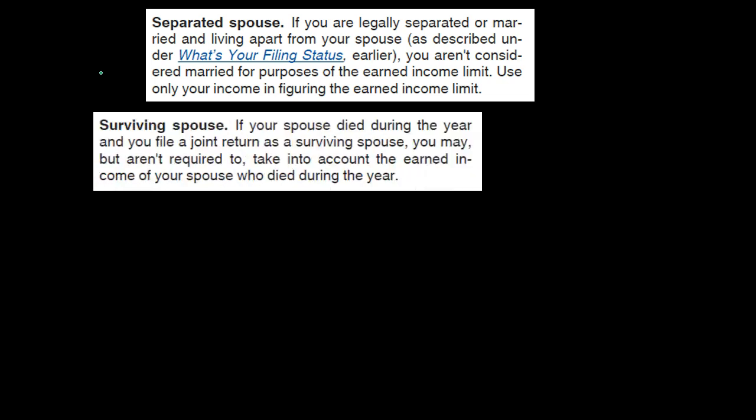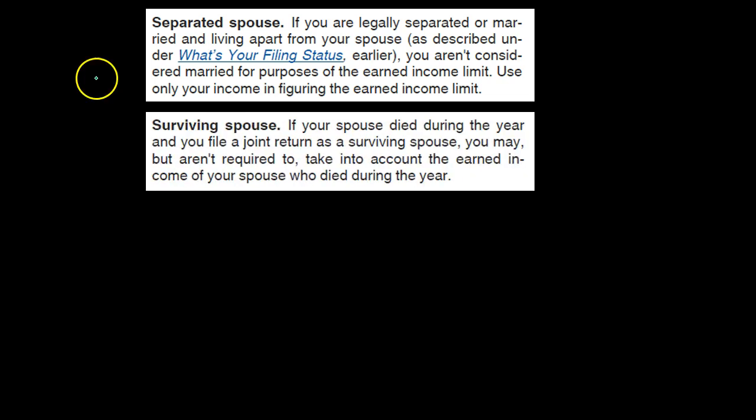Back to the text. Separated spouse. If you are legally separated or married and living apart from your spouse as described under "what's your filing status" earlier, you aren't considered married for purposes of the earned income limit. Use only your income in figuring the earned income limit. So if you're separated, then we would obviously not be looking at the spouse's income for the limitations. We would just be using our income.